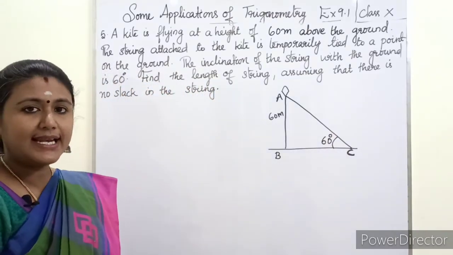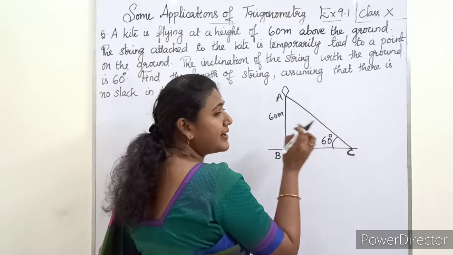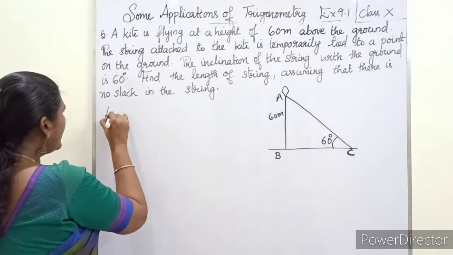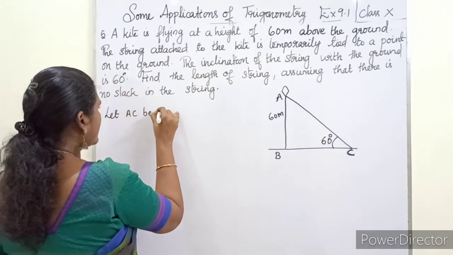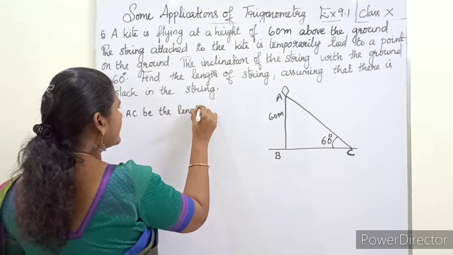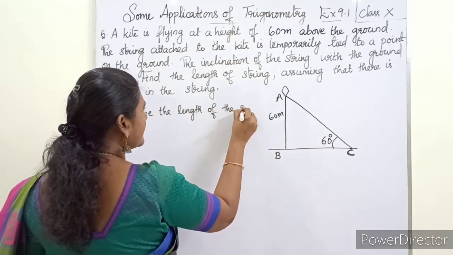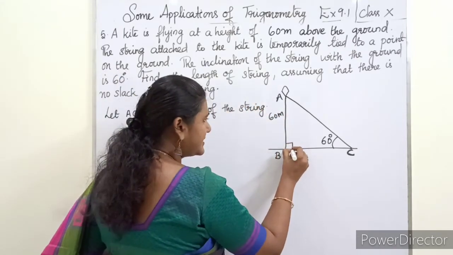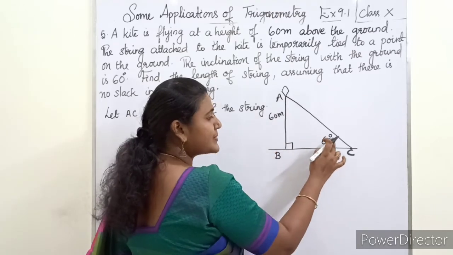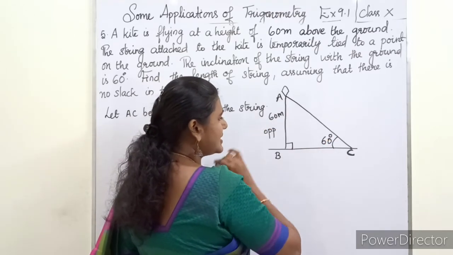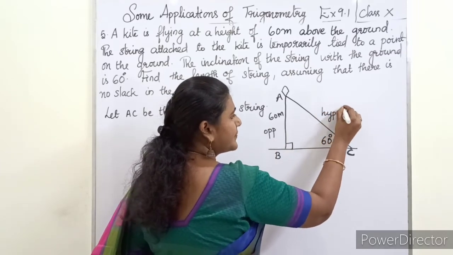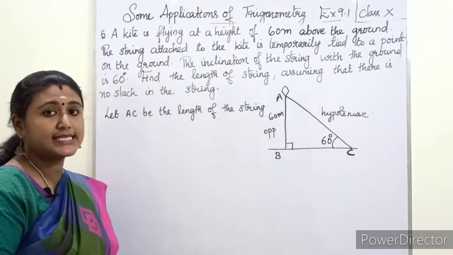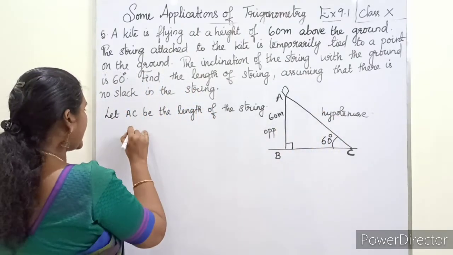Then we have to find the length of the string. Length of the string means here AC is our string. So we have to find the AC length. So let AC be the length of the string. Now you see here in this right angled triangle we have AB side with respect to 60 degree. This side is opposite side and this is hypotenuse. So what is the ratio connecting opposite side and hypotenuse? Sine ratio. So we will use sine ratio here.